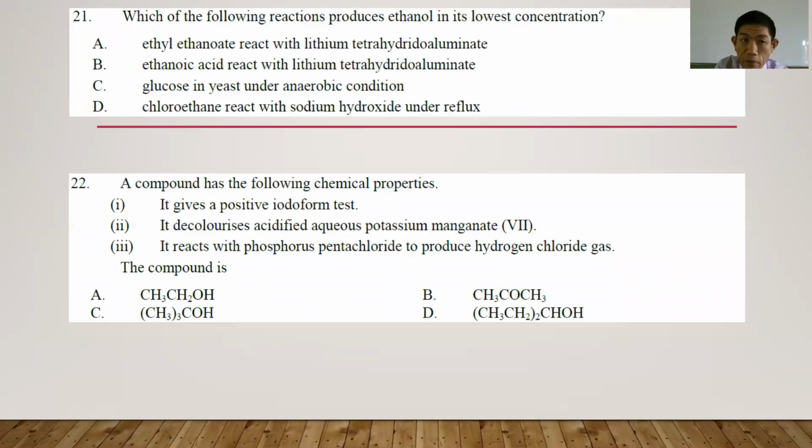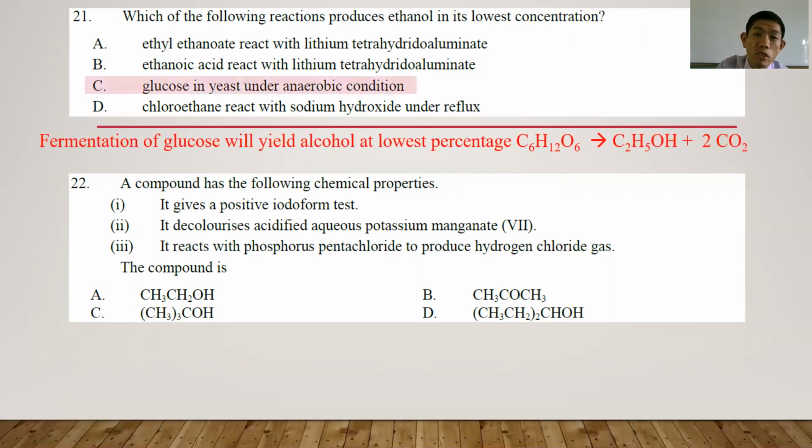Then we have 21. Which of the following reaction produce ethanol in the lowest concentration? So usually an industrial process with the most manual methods will usually yield a low percentage of alcohol, and it seems that glucose in yeast under anaerobic condition will usually yield the lowest percentage of the alcohol involved. Okay.